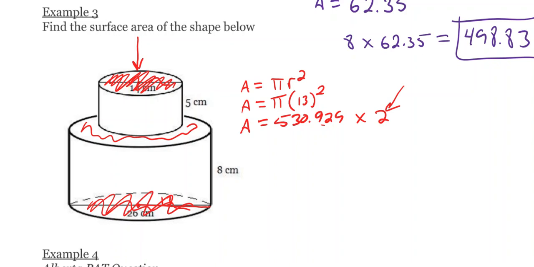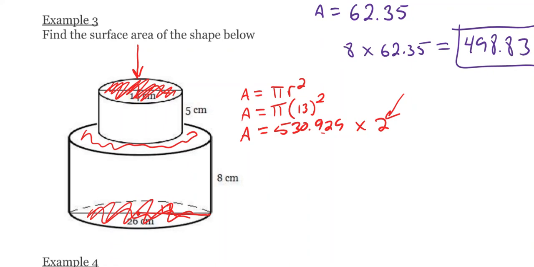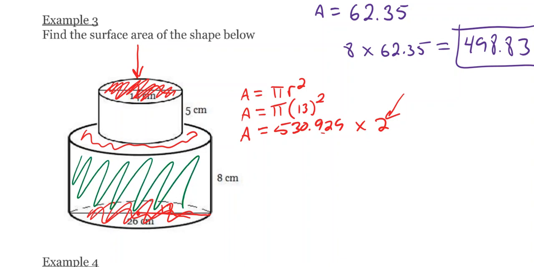And now if you think about it, all we have left here is just the outsides of these guys. I just got to find that area and I got to find that area. So let's find the area of the outside of this guy first. Actually, no, sorry. Let me back up one. Let's rewrite this after we multiply that by 2, just so we don't lose our train of thought. Let's write what that number is.